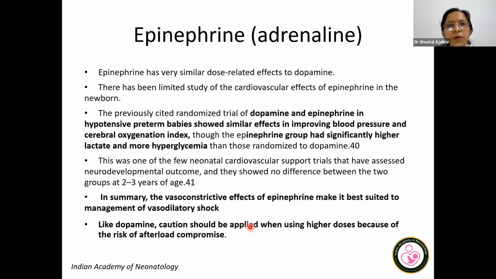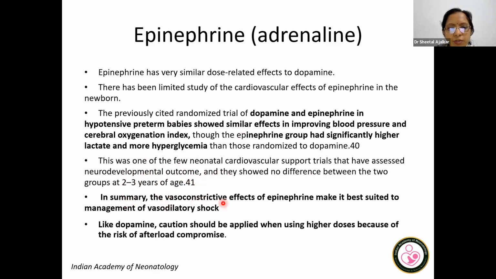So when we compare dopamine and epinephrine in hypotensive preterm babies, BP is fine. Both show similar BP and similar improvement in cerebral blood flow. But there is a side effect which has been observed, that is hyperlactatemia and hyperglycemia. Also, there was a neurodevelopmental outcome, and they showed no difference between the two groups, dopamine and epinephrine. So there is no difference in the outcomes.